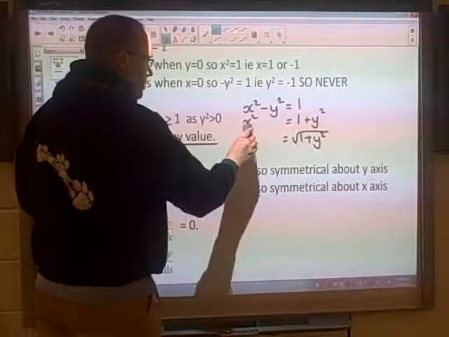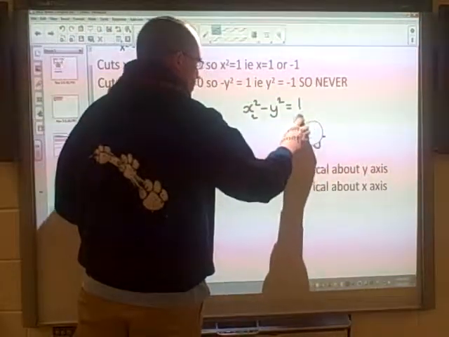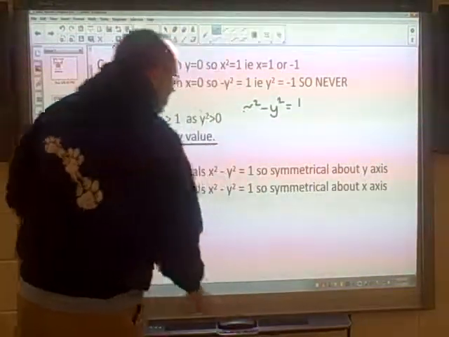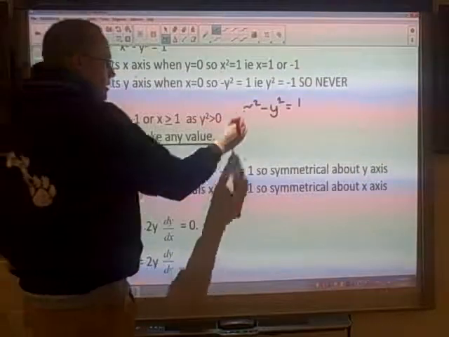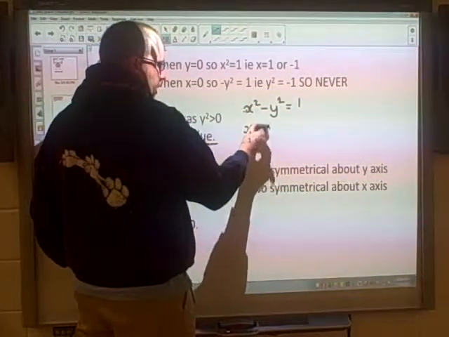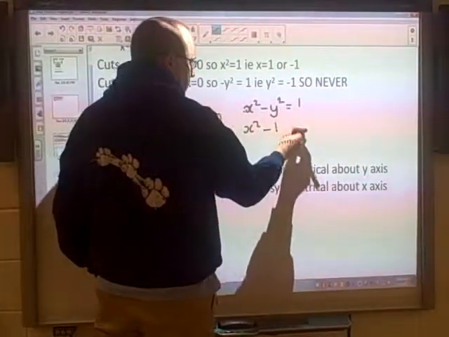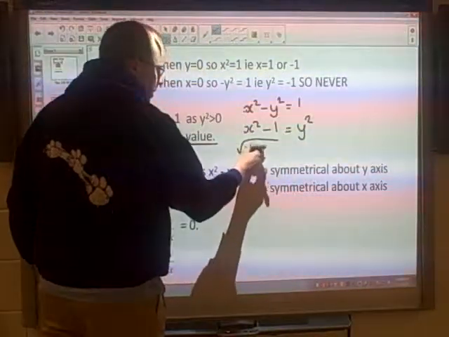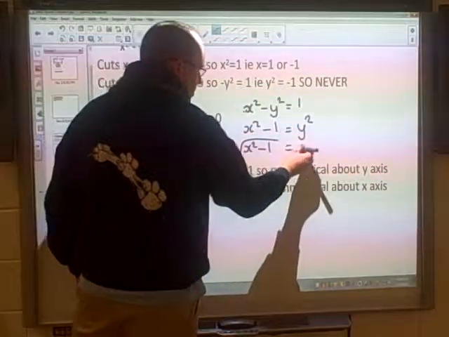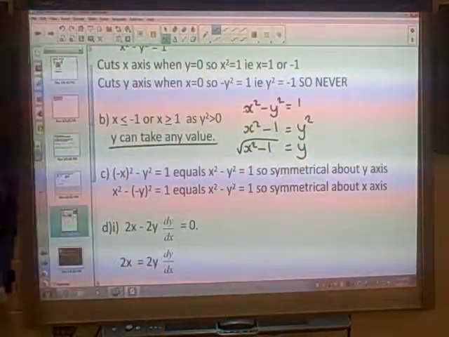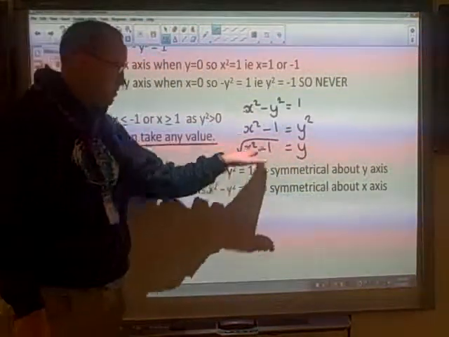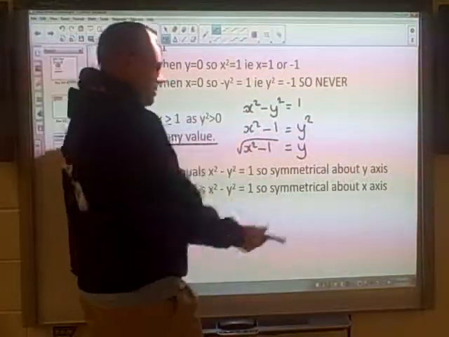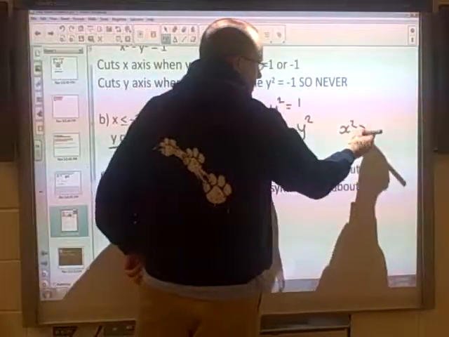Now if I do the reverse, this time I'm going to solve for y. What I end up with is x squared minus 1 equals y squared, and therefore the square root of x squared minus 1 equals y. Now for this to remain positive, so I can take the square root of this, that means that x squared must be greater than 1.